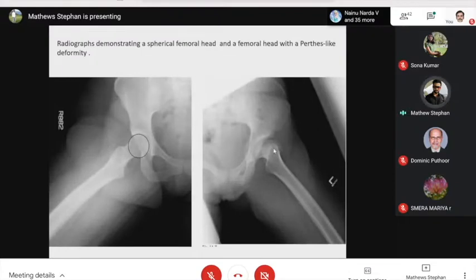So here we can see the radiographic demonstration of the spherical femoral head, and the circle is the Mose template, and a femoral head with Perthes-like deformity is shown in the right image.